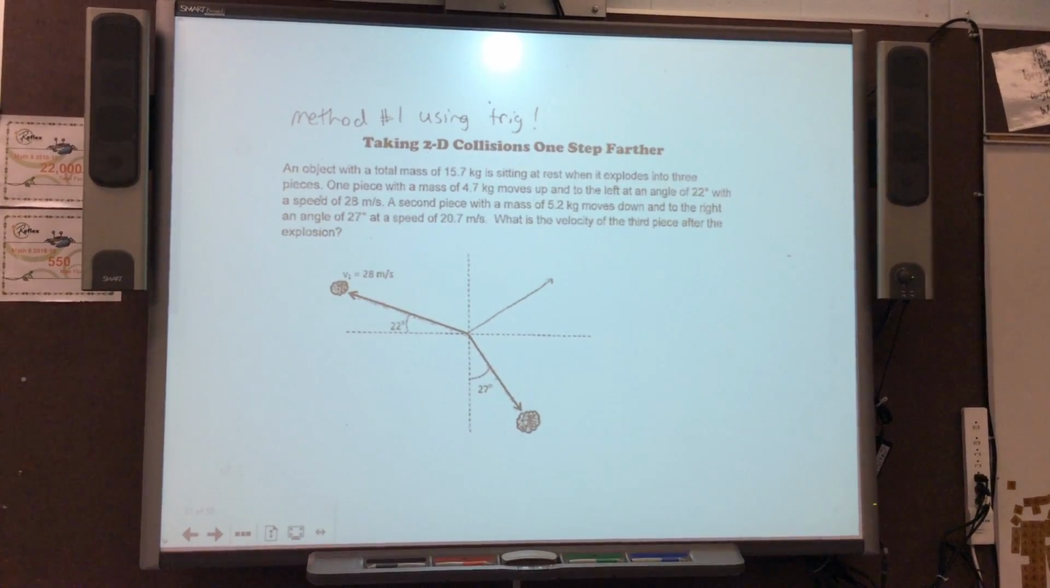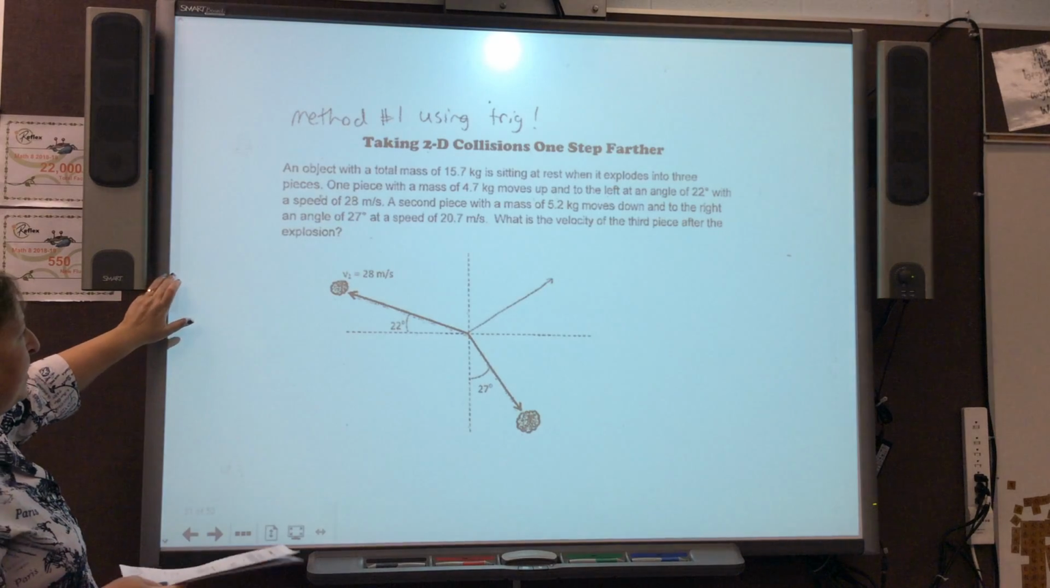So we're going to look at 2D collisions. We're going to look at both methods, so trig and sine and cosine law. We're going to add one more component to it. We're going to add a third dimension to it. Okay? Or not a third dimension, but a third layer to it.